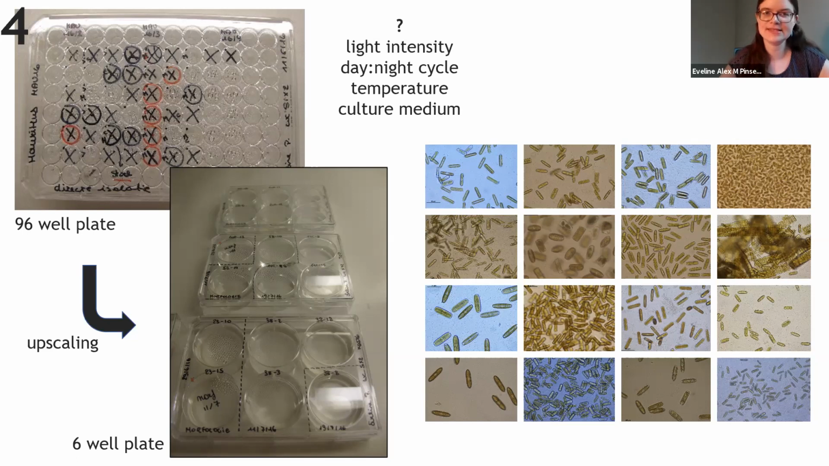For example, light intensity is important, day-night cycle, temperature, and culture medium. So specifically for Pinnularia borealis, for example, I noticed that it prefers growing in indirect light rather than a lot of exposure to direct light, as would be beneficial for most diatoms. So it really depends on the diatom you're working with, and you might want to shift a little bit with different conditions to see what works best.